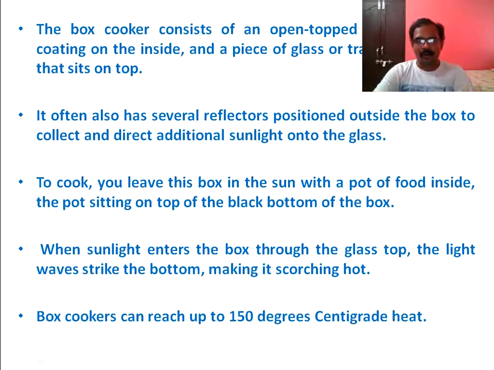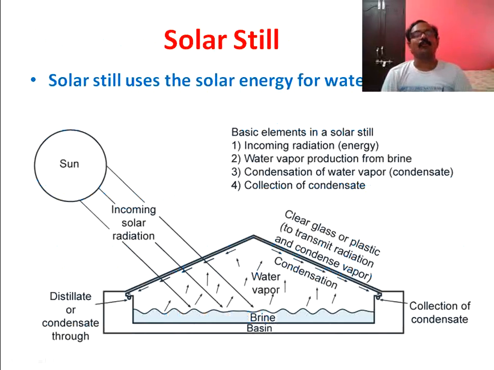So by using the box type solar collector, we can get around 150 degrees centigrade of heat. It is about the fourth application. The last application is a solar still. What is a solar still?